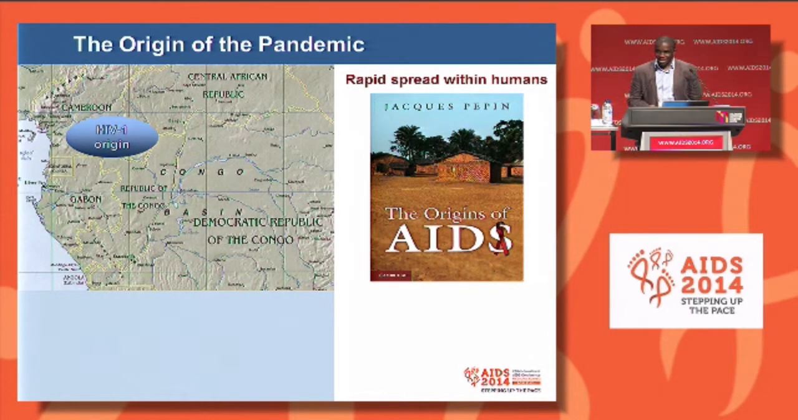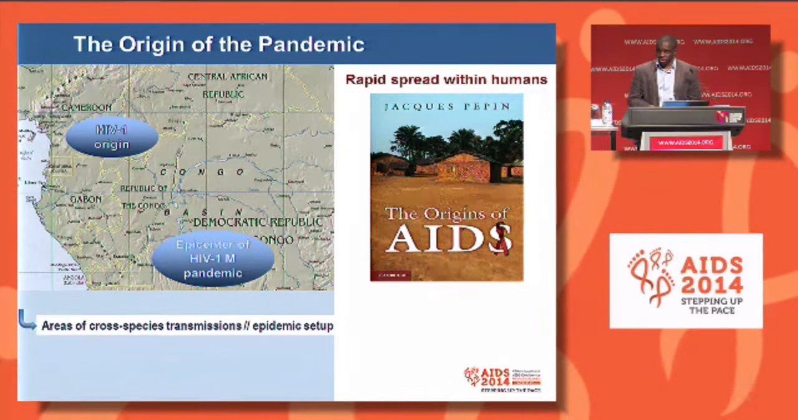However, the place where the epidemic of HIV-1 group M especially really set up is not the same area, but is far in the south of the Congo Basin region, in the current DRC, the former Zaire. It is quite interesting to note that the same conditions were not needed for the cross-species transmission from non-human primates to humans and for the outbreak of the pandemic among human populations.